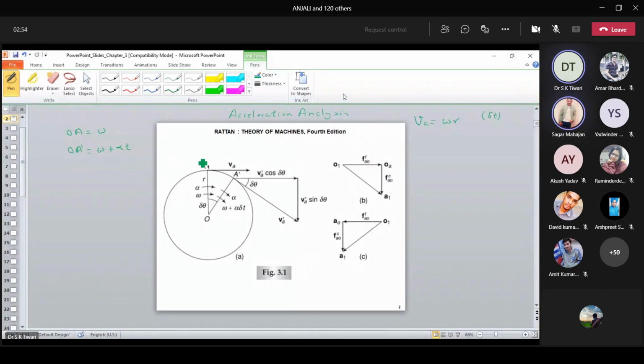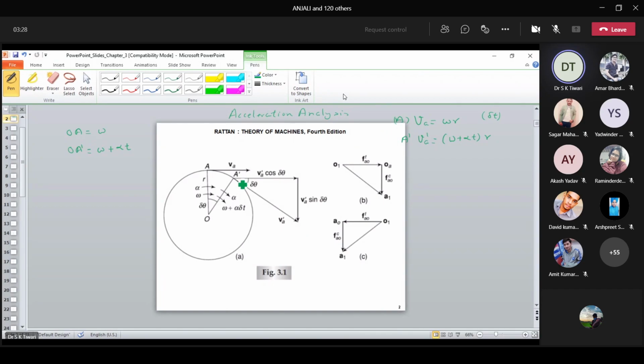Therefore, what will be the tangential velocity of the point A dash? This was the velocity of point A. The tangential velocity of the point A dash, denoted by VA dash, will be equivalent to omega plus alpha t into R.